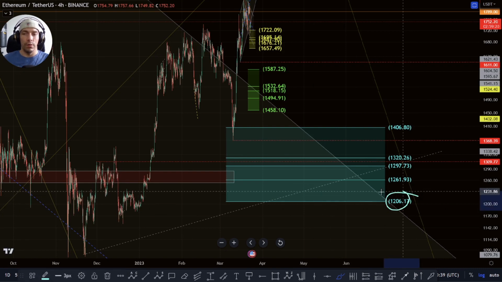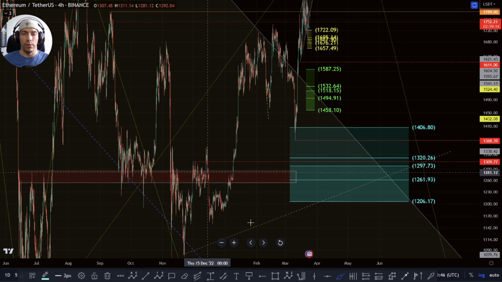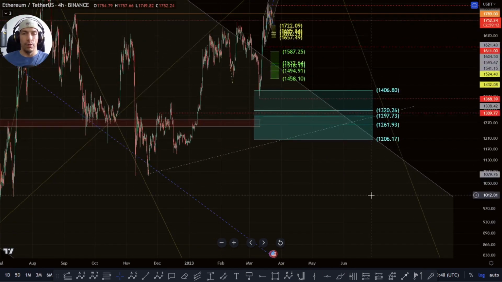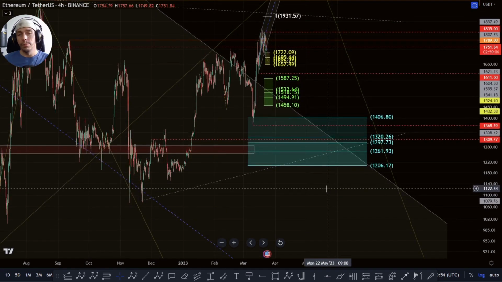And then basically once you start to lose this 1206, you can see it's quite an important area as well here. Once we start to lose this, potentially that could mean we're going to look to actually form another low here and look to push down deeper within this structure.